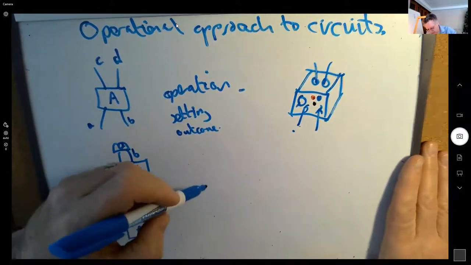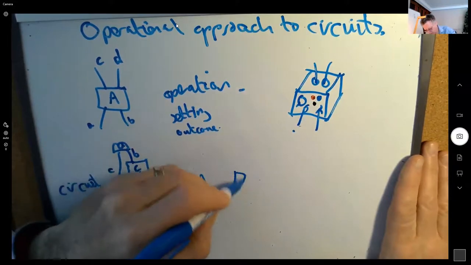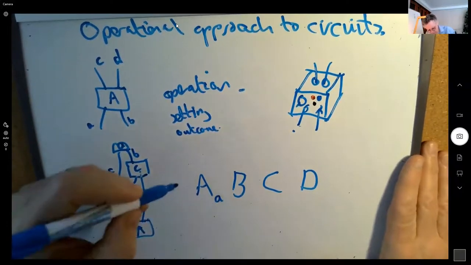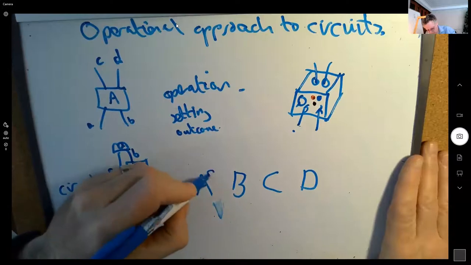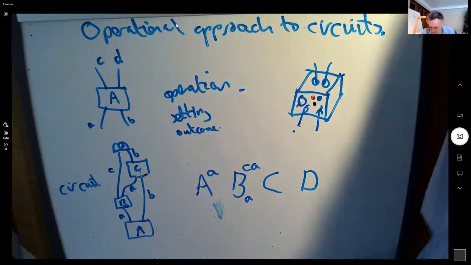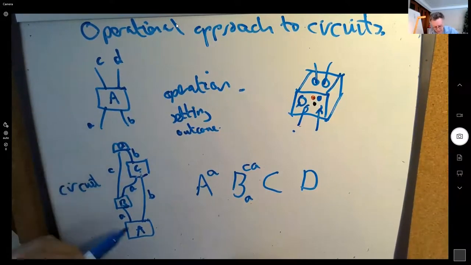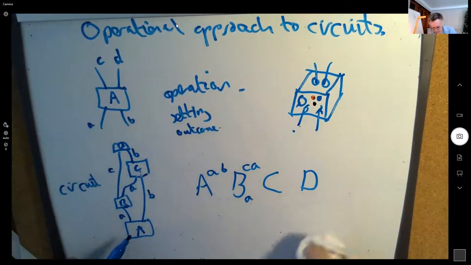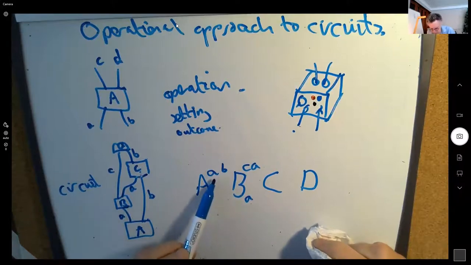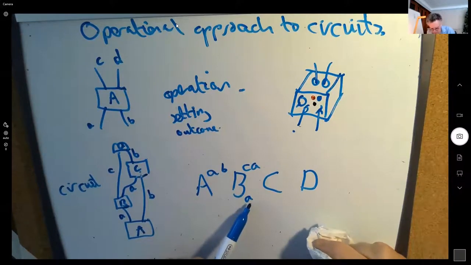We can represent the same thing symbolically. So what I'm doing is I'm just adding superscripts. Time is going up this diagram, so the superscripts represent outcomes, and the subscripts represent inputs. The superscripts represent outputs, subscripts represent inputs.